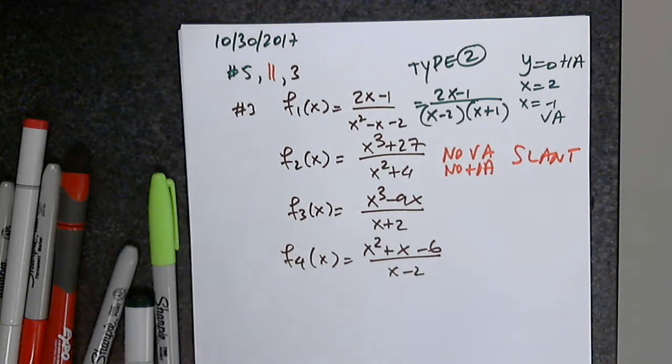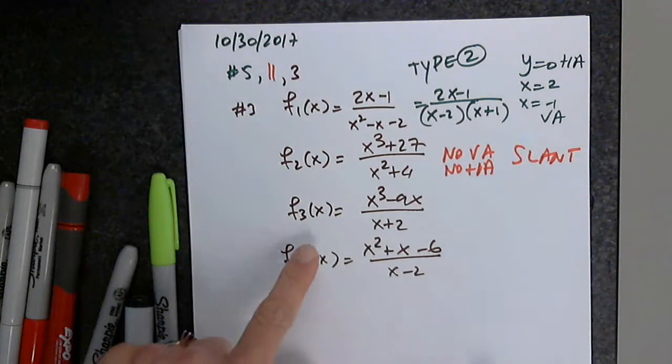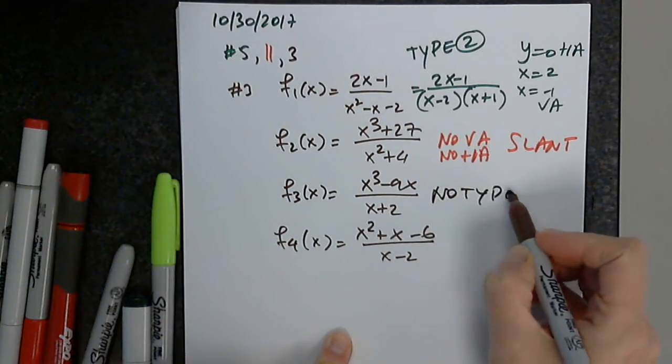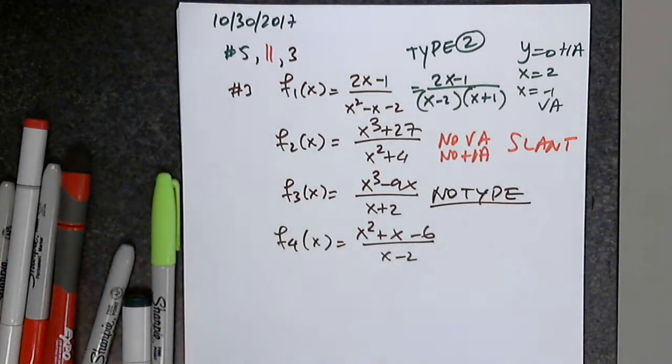Okay, I'm looking at the third function, f3. This is no type that we talked about. So we basically cannot do this at all. Okay, so the degree of the numerator is 3 and the degree of the denominator is 1. We don't know anything about this. We have no knowledge of this. We have not discussed, not even one example.